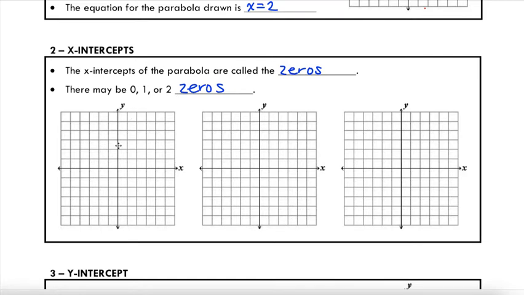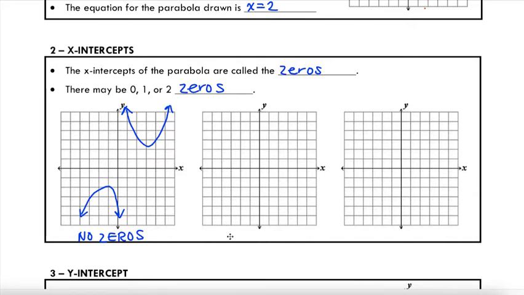graphically? If it has 0 zeros or no zeros, then that means your parabola never touches the x-axis. So it could open up, in the top half, or it could open down, but it never ever touches that x-axis. So the x-intercepts and the zeros are interchangeable.